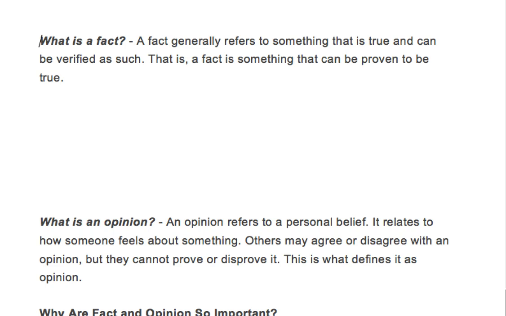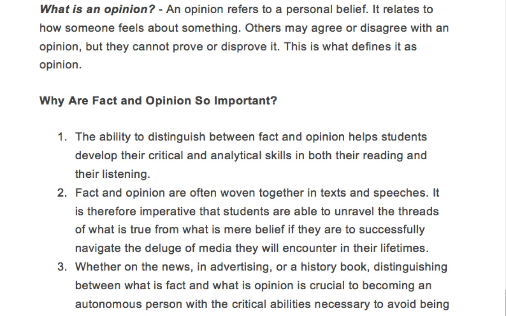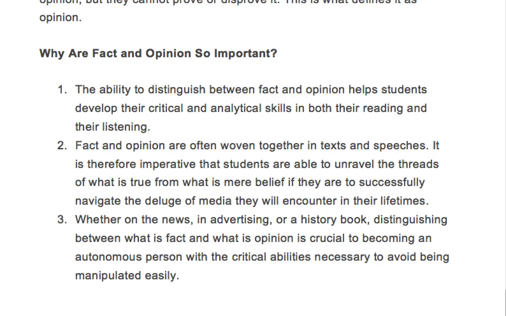So we come to the question, why are fact and opinion so important? Because of the reason that has been mentioned just now, the ability for us to distinguish, to differentiate between fact and opinion, we'll take a look at some examples later, will help us to develop our critical thinking skills. So when we read, we cannot just simply read. We have to be critical so that we will not be cheated. The way we think will not be manipulated. So that is very important.